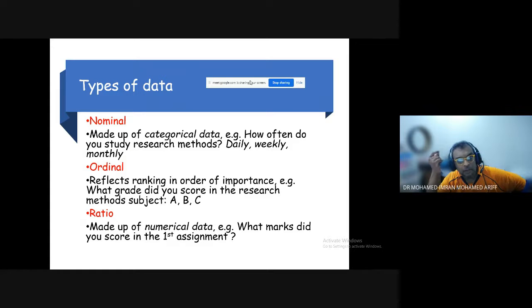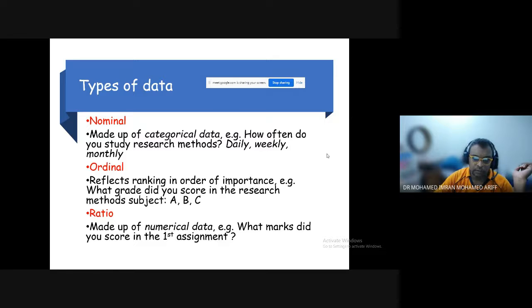Nominal is made up of categorical data. How often, for example, how often do you study research method? Daily, weekly, monthly. So dia ada kategori dah. Okay, daily ke, weekly ke, monthly ke, hourly ke. Alright. Ordinal reflects ranking. Okay, what grade did you score in the research method subject? The ranking. Ordinal means they are ranking. Another example, on a scale of 1 to 10, how do you rank your happiness? So that is ordinal. Ratio is made up of numerical data. What marks did you score? Okay, ini markah, itulah the number itself.